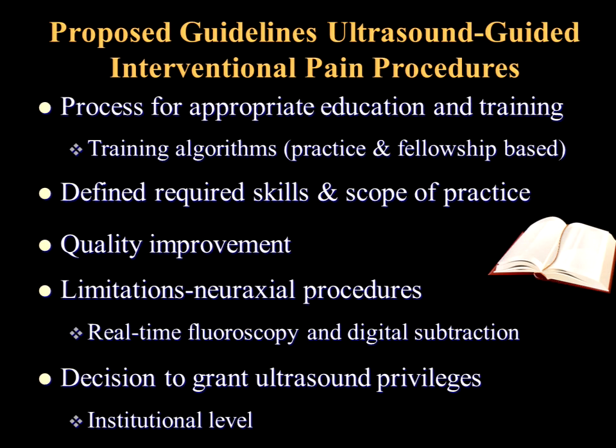And we wanted to discuss limitations, what I thought people did a very good job of today, with neurological procedures. I mean, we've seen some cervical nerve root procedures done here on the presentations, which are nice to see, but I think we have to make sure we always remember safety with real-time fluoroscopy and digital subtraction. And I think we have to slowly progress appropriately in those areas. And then the decision to grant ultrasound privileges is not based on following these guidelines, but it's really at an institutional level, and we would hope that these guidelines would serve a purpose to the institution to help decide if privileges should be granted.